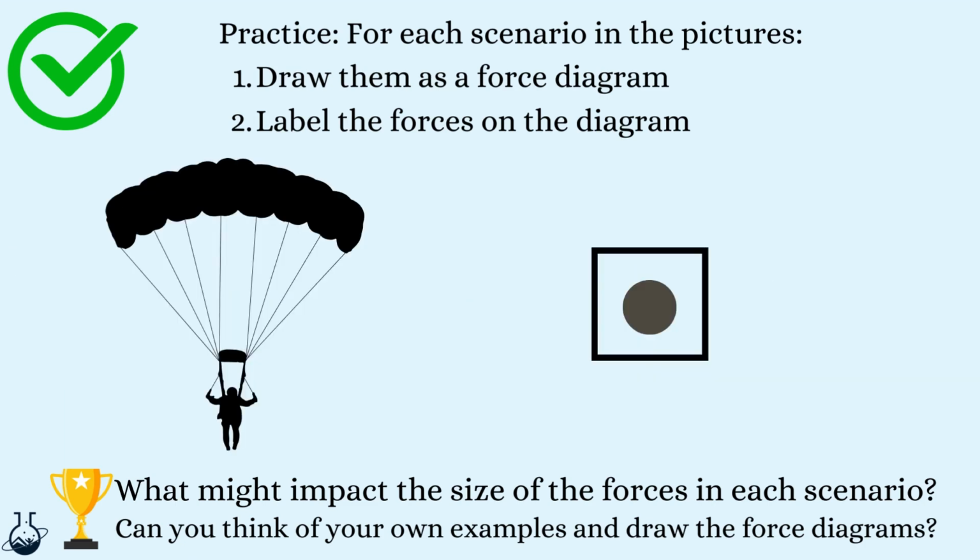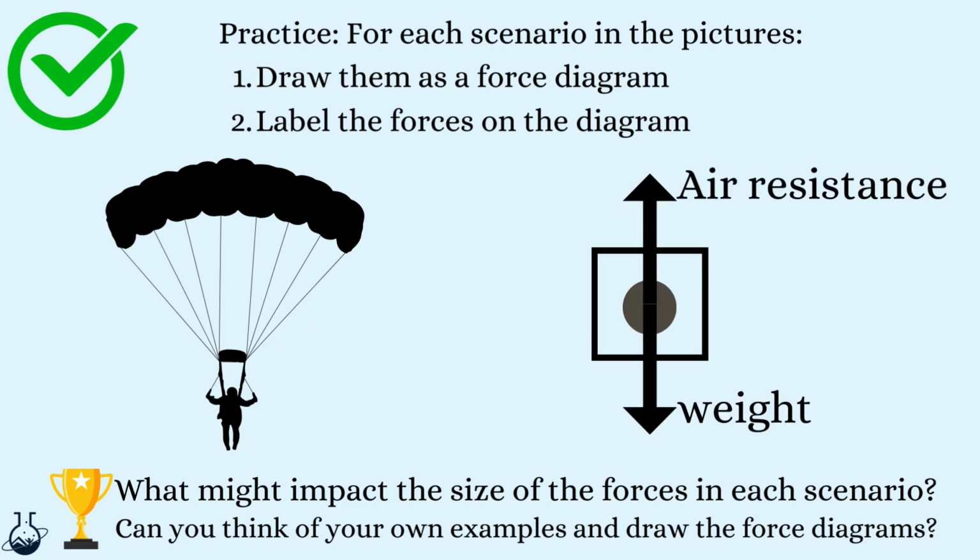This person has jumped from a plane and has deployed their parachute. I start with my box and a dot. Their diagram would look like this. They are falling towards the ground. Their weight, due to gravity, is acting down and air resistance in the opposite direction.